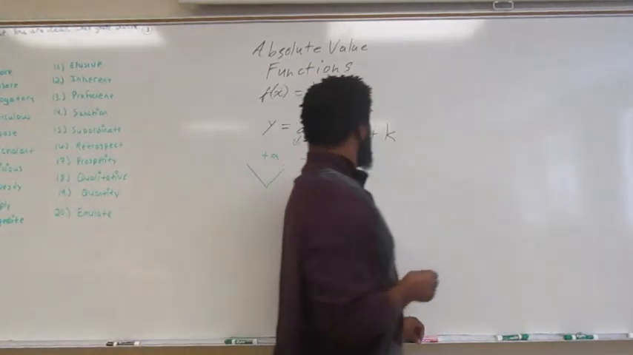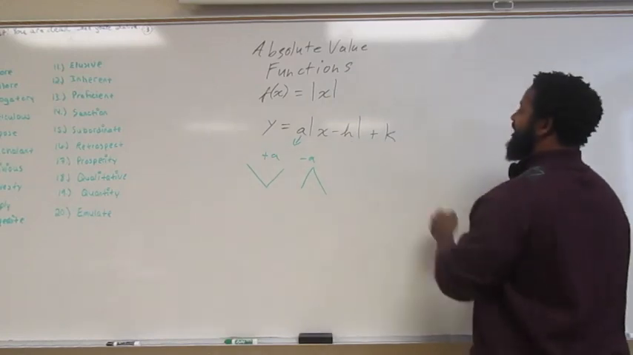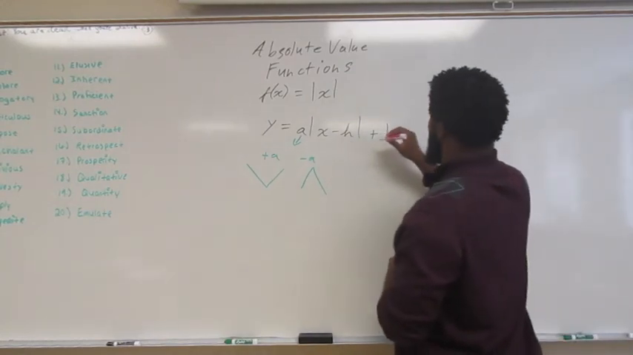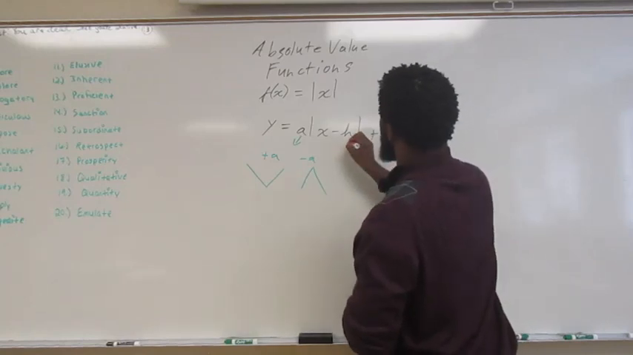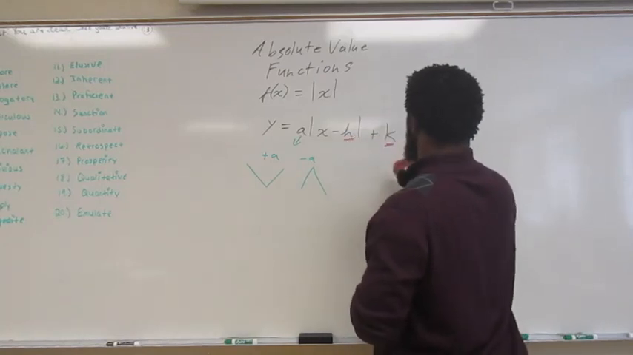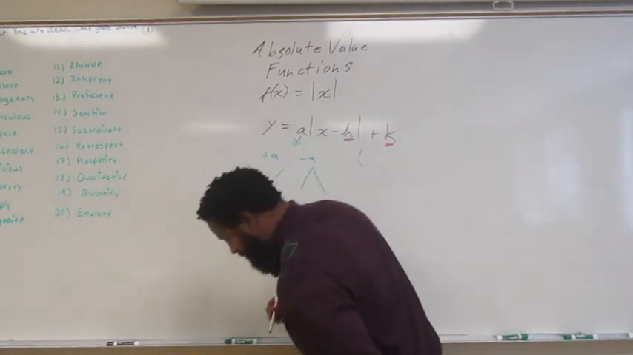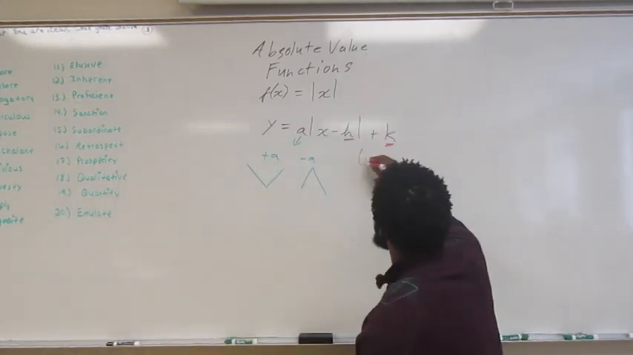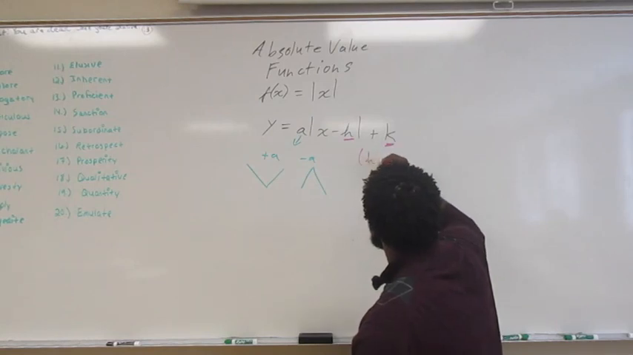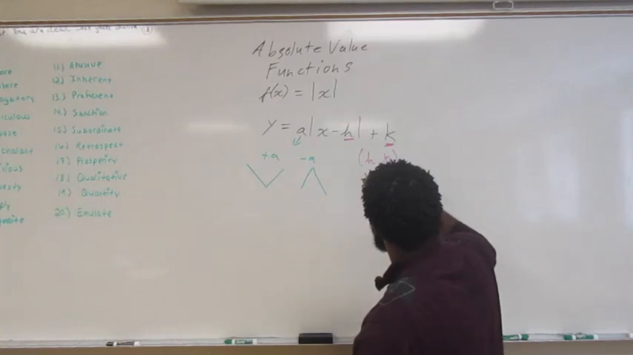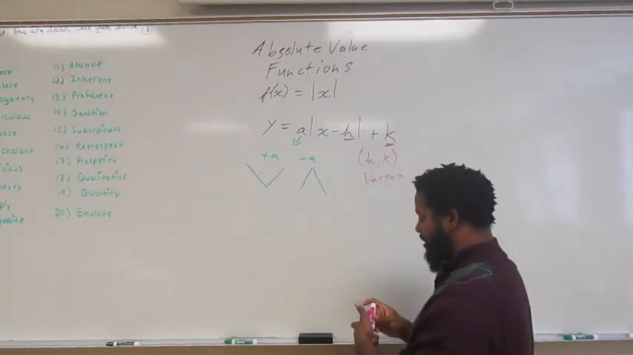Then you have your H and K. Okay? Your H and K, these parts right here, this one and this one, H and K, oops, let me sit down. H and K is your vertex. Okay? Our vertex.